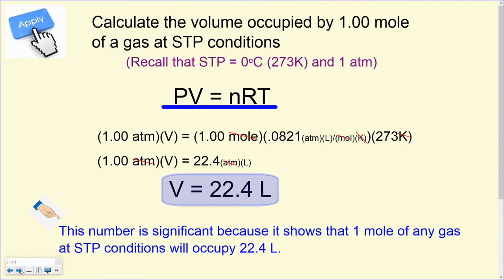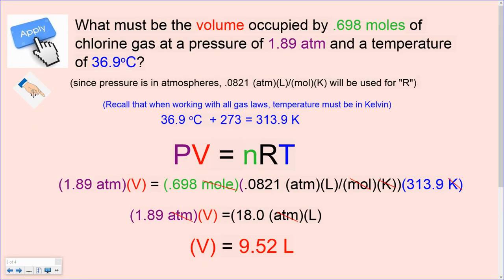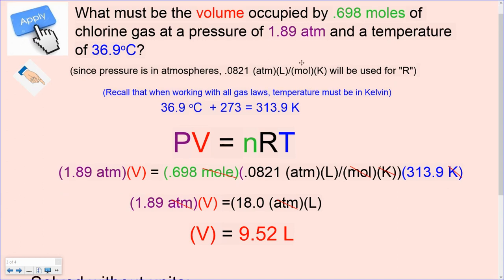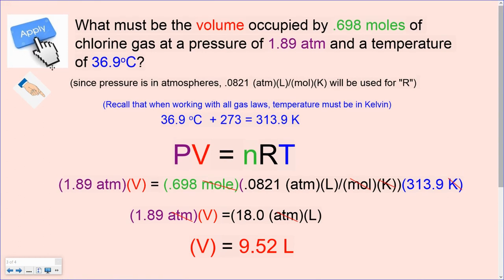Let's try another problem. Okay, here's a second example. What must be the volume occupied by 0.6898 moles of chlorine gas at a pressure of 1.89 atmospheres and a temperature of 36.9 degrees Celsius? Well, the first thing I want to draw your attention to is you've got to look at units of pressure because that's going to tell us which value of R we need to use in the problem. So in this case, we're given atmospheres. That tells us we're going to once again use 0.0821 because that is a number associated with atmospheres.